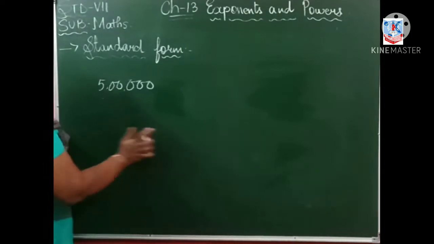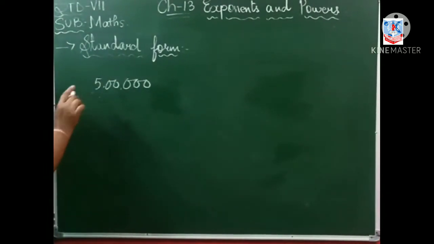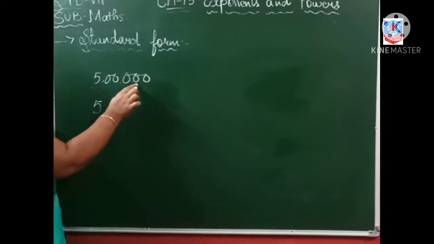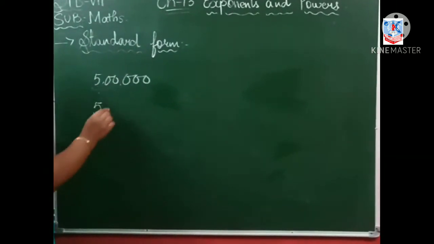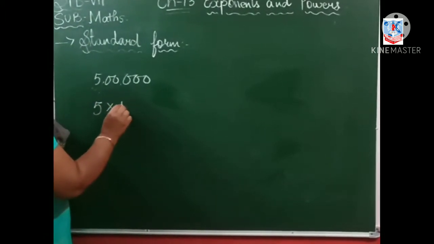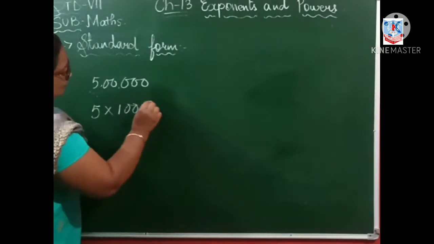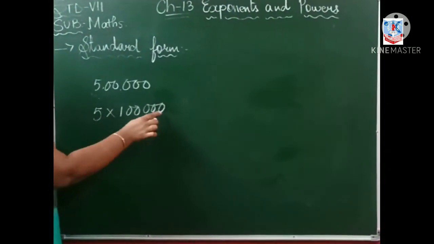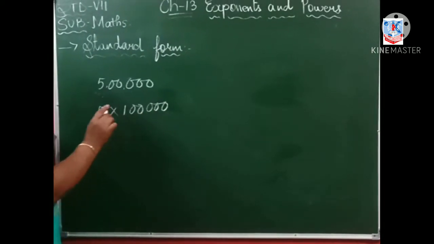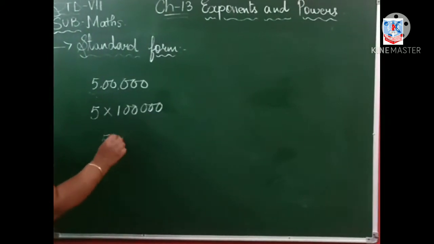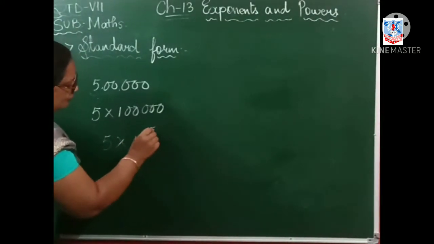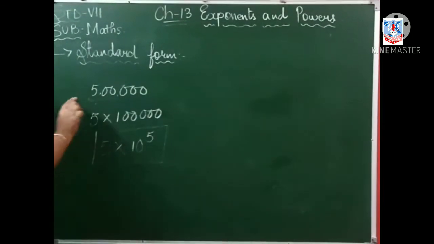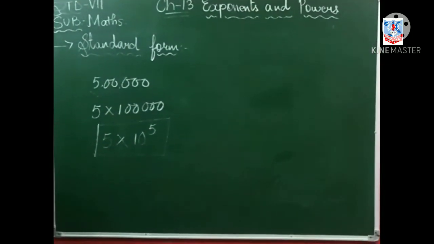Now how will you write this in short form? See, 5 lakhs: 1, 2, 3, 4, 5. That is 5 into 1 lakh. Count the zeros here: 1, 2, 3, 4, 5. That means 5 into 10 raised to the power 5. This is the standard form of how to write 5 lakh.